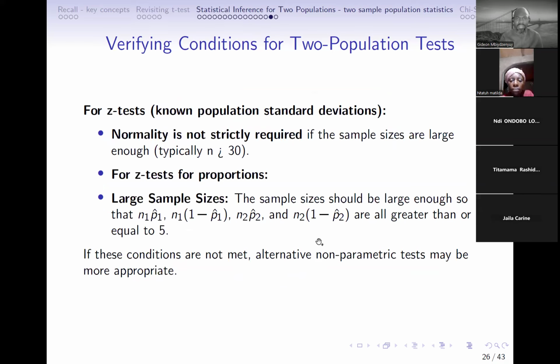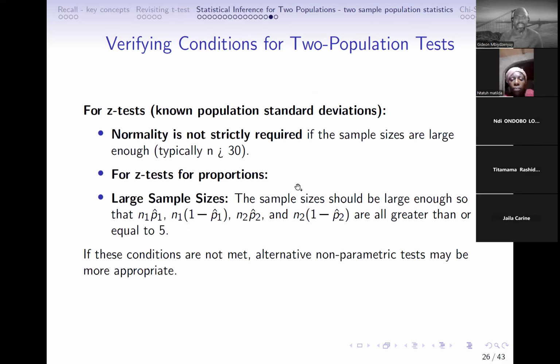For the Z test, if we know the population standard deviation, we do not strictly require that they are normally distributed, but we have to check that n is greater than 30. This symbol here was some problem with the formatting. It should be n greater than 30.